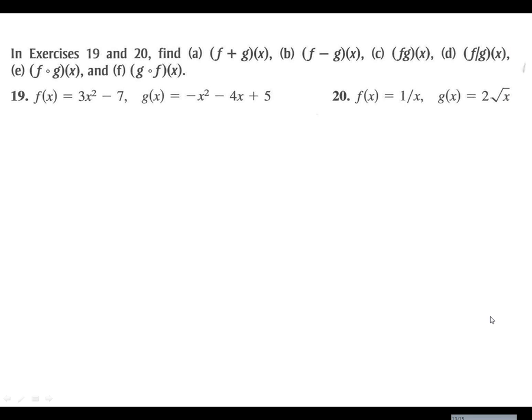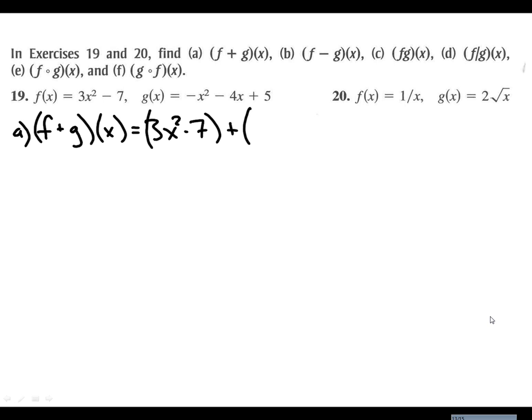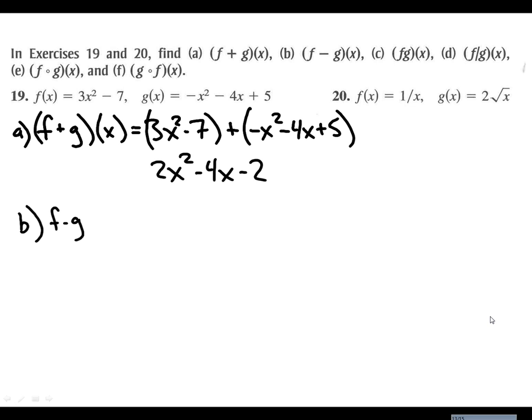Alright, let's figure out our composite functions here for 19 and 20. We'll start by adding. It is going to be 3x squared minus 7, and I think it's always helpful to put both functions in parentheses just so we remember to distribute our negatives more than anything. Let's combine our like terms. 3 minus 1 is 2x squared minus 4x minus 2 for b, f minus g of x.